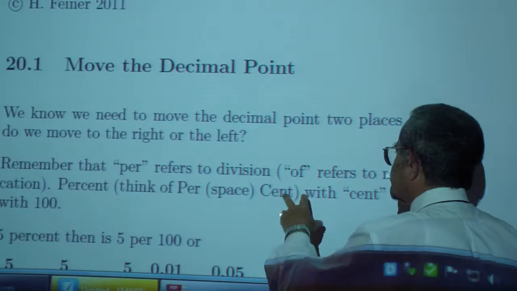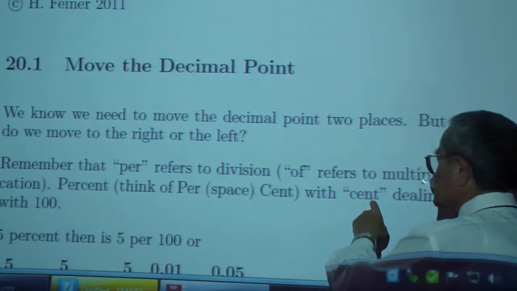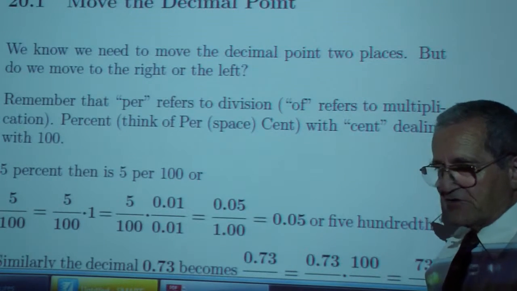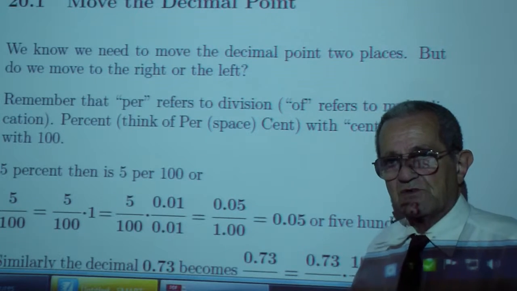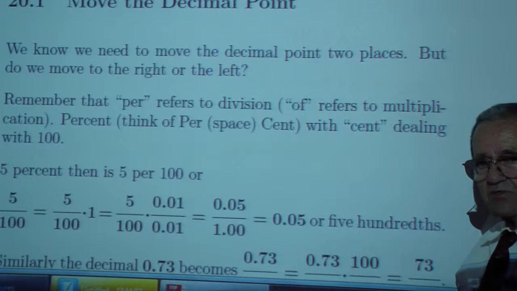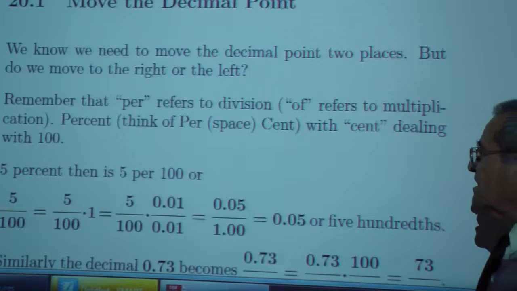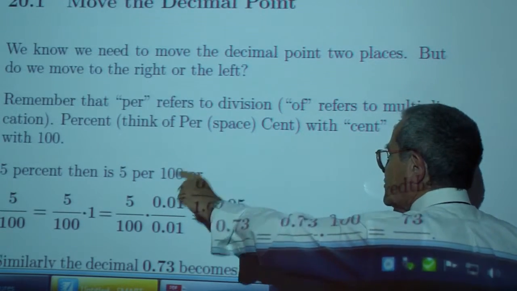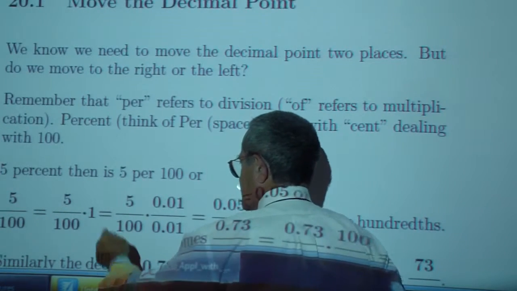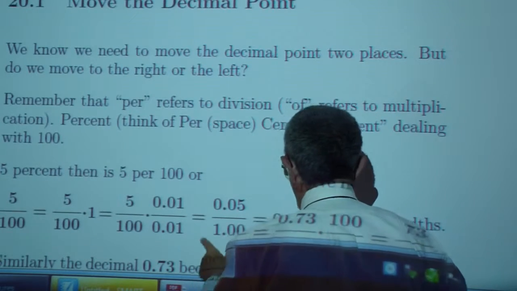And per cent, you don't write it as two words, but think of it that way, where cent refers to 100. A centipede has 100 feet. A centimeter is 1/100th of a meter. A meter has 100 centimeters. And 5%, 5 per 100, multiplied by 1 in the form of 0.01 over 0.01.